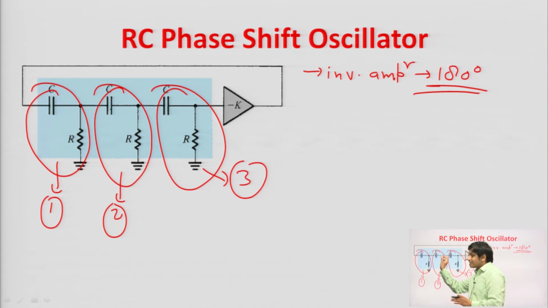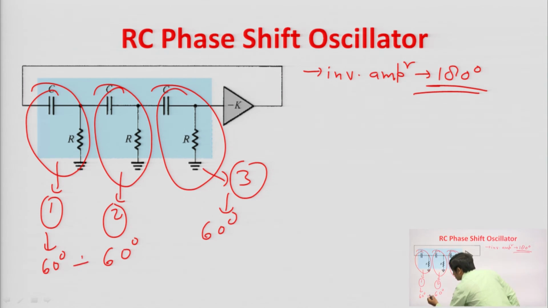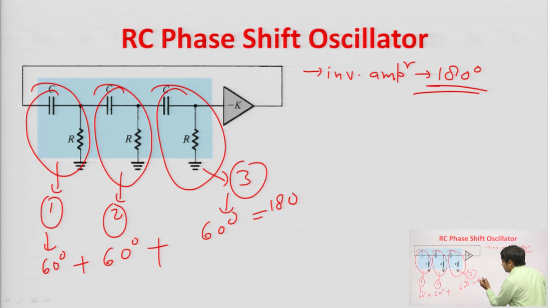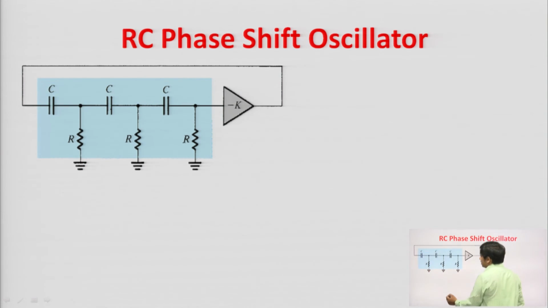The values of R and C should be selected such that one RC section provides 60 degree phase shift, another RC section provides 60 degree phase shift, and the third RC section provides 60 degree phase shift. So, 60 plus 60 plus 60, that is 180 degrees. It means that in the RC phase shift oscillator we get 180 degrees phase shift from the inverting amplifier, and another 180 degrees with the help of 3 RC sections. Now, we need to calculate the frequency of oscillation for this RC phase shift oscillator. Now, see how we calculate it.